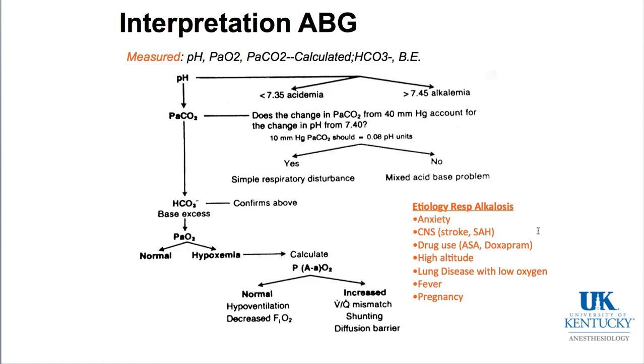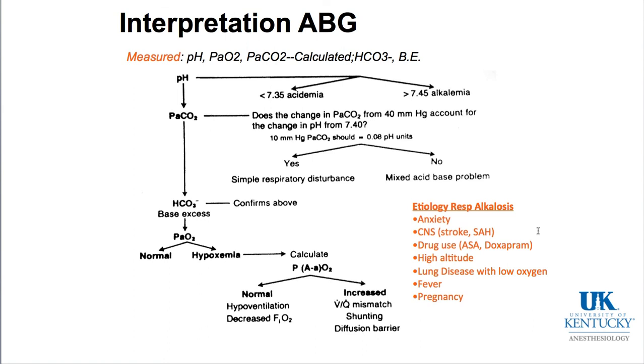Let's talk basics of interpreting an arterial blood gas. First point I want to bring out is, when you draw a blood gas, what is measured and what is actually calculated. pH and the tensions of oxygen and CO2 are actually measured in the blood gas machine, while bicarbonate and base excess or deficit are calculated.